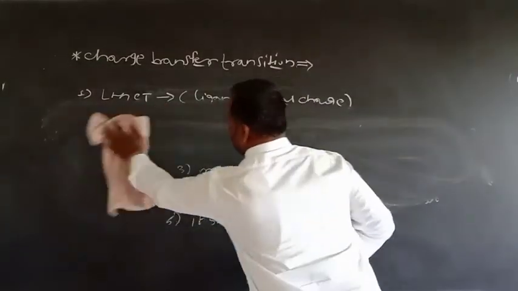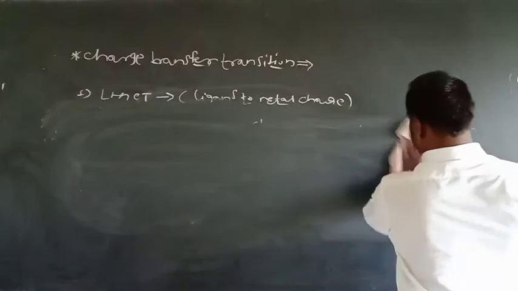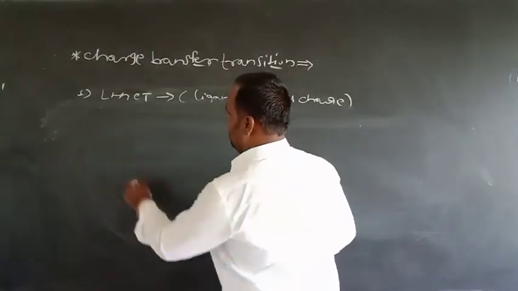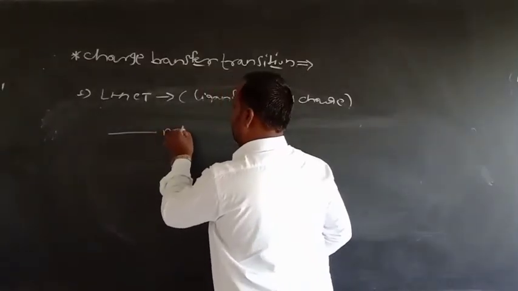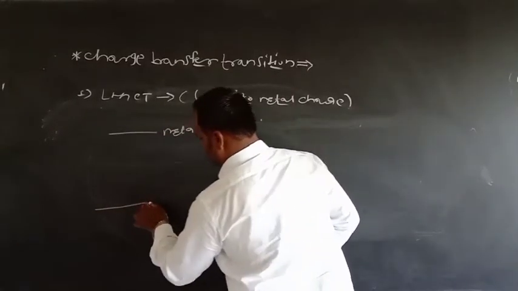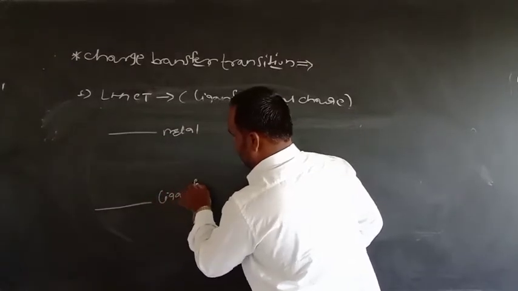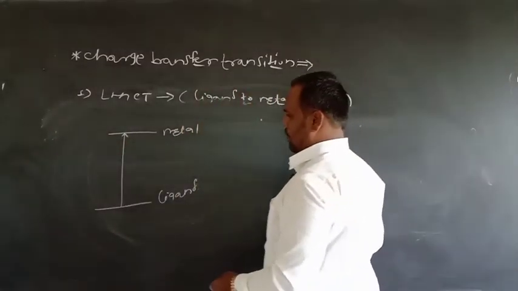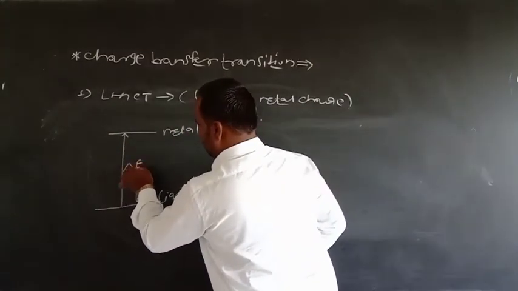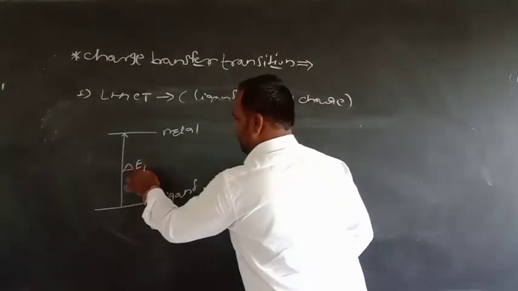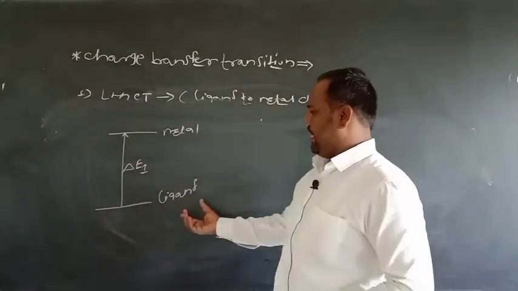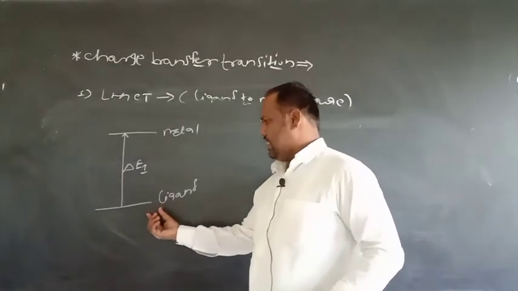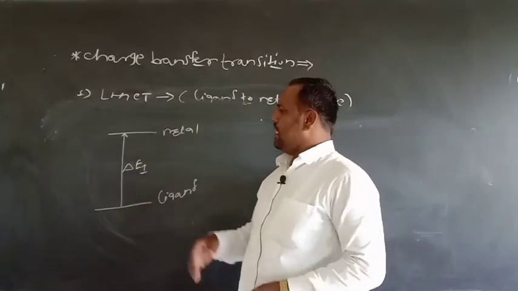If we consider how this LMCT, or this transition, occurs: this is your metal orbital, this is your ligand orbital, and the transition takes place, that is, transfer of charge or transfer of an electron, and this difference is considered as delta E1. The energy difference is very high in this case, so it requires large energy for transition, that is, transfer of electron from the ligand orbital to the metal orbital.